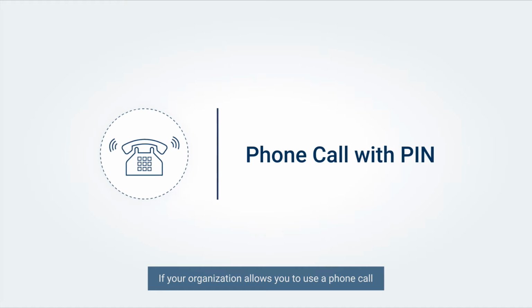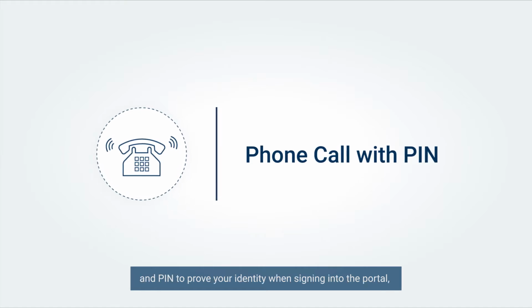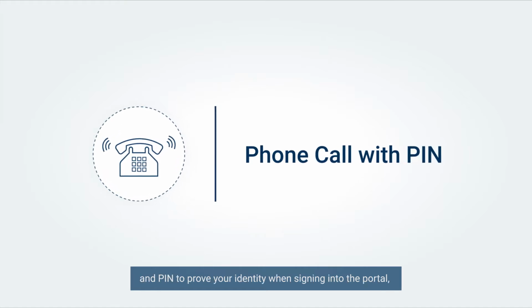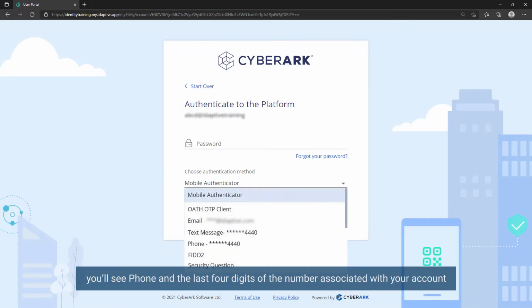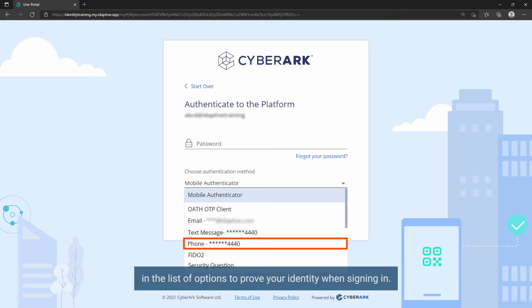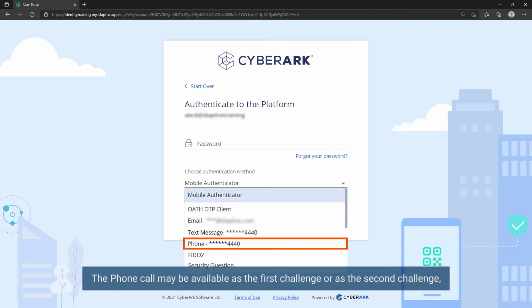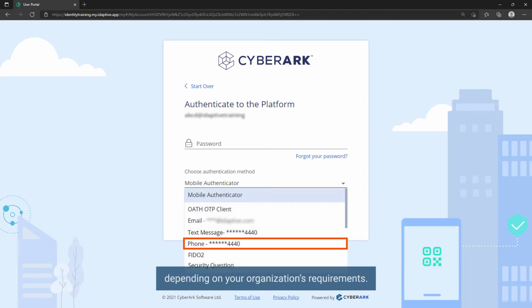If your organization allows you to use a phone call and PIN to prove your identity when signing into the portal, and you have already set up your PIN, you will see phone and the last four digits of the number associated with your account in the list of options to prove your identity when signing in. The phone call may be available as the first challenge or as the second challenge, depending on your organization's requirements.